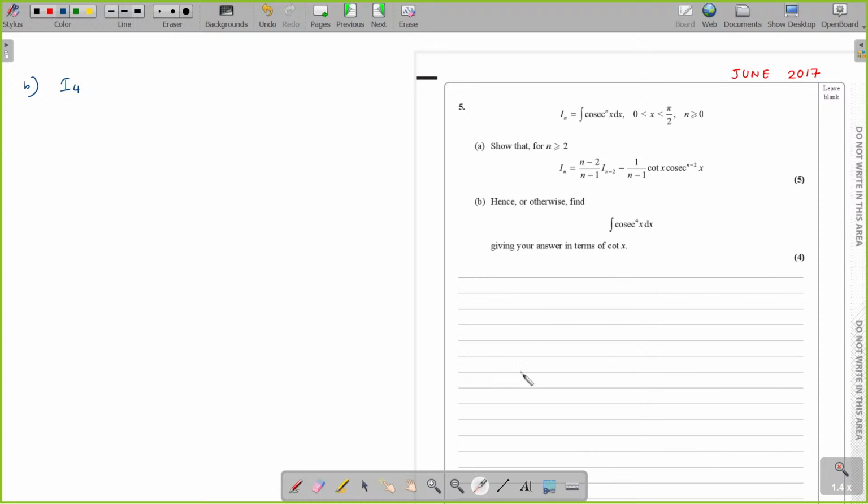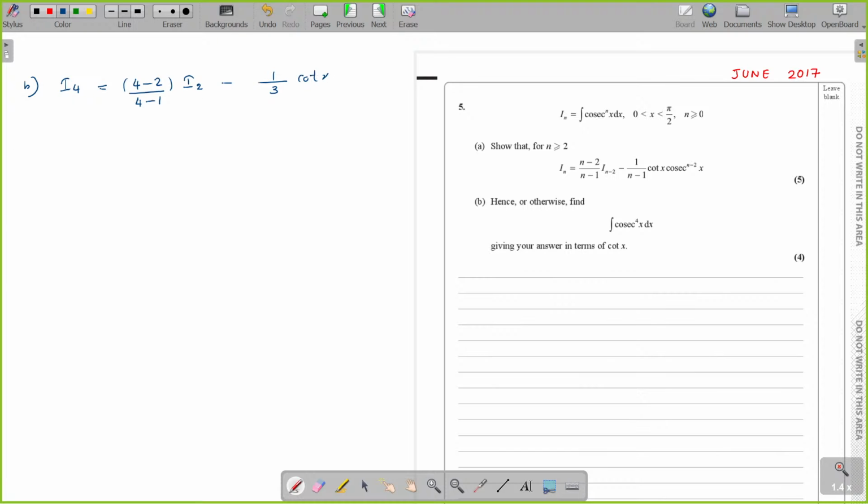You go back to the I_n equation and replace all the n values with 4. So 4 minus 2 over 4 minus 1 times I_(4 minus 2), that's going to be I2. 1 over 4 minus 1, that's going to be 3.